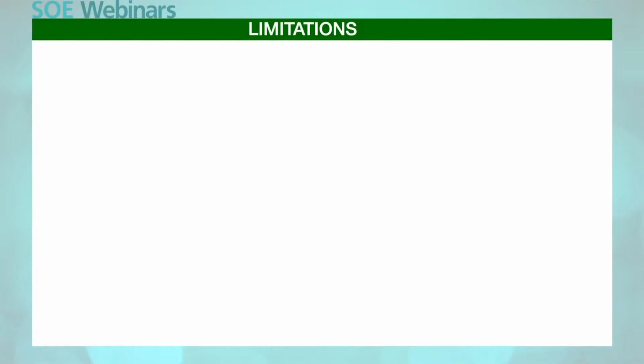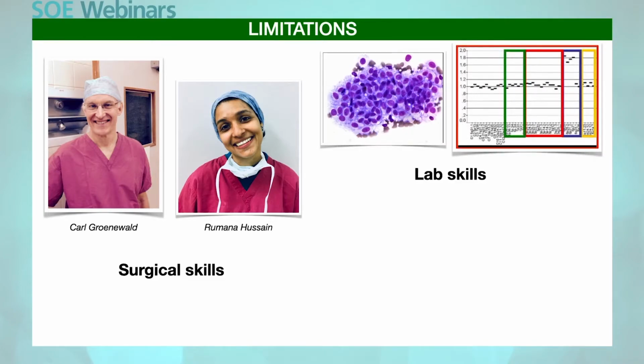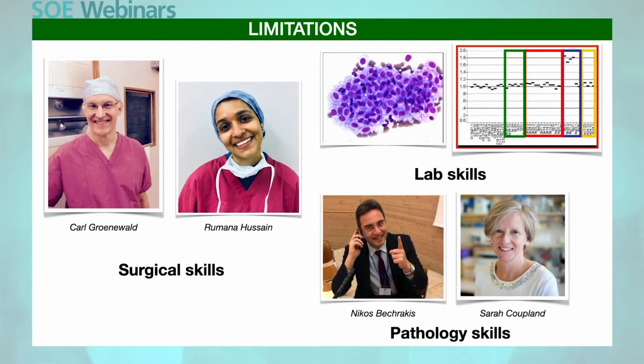So what are the limitations? Basically, your setup is the limitation. You need good surgical skills, and we're very fortunate that I work in a team with Karl Grunwald and Romana Hussein, who are excellent surgeons and very good at doing these biopsies. The lab skills are really required. There are only a few cells, as you could see in the video, and you need to process them in the right way. And obviously the pathology skills: without somebody at the other end being able to interpret these cells, identify them and make a call on them, which needs special skills that you won't have in every hospital.